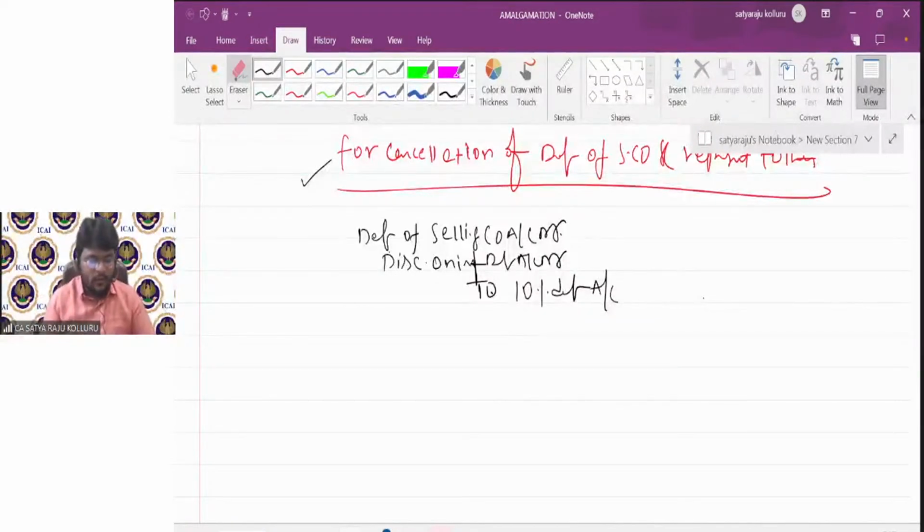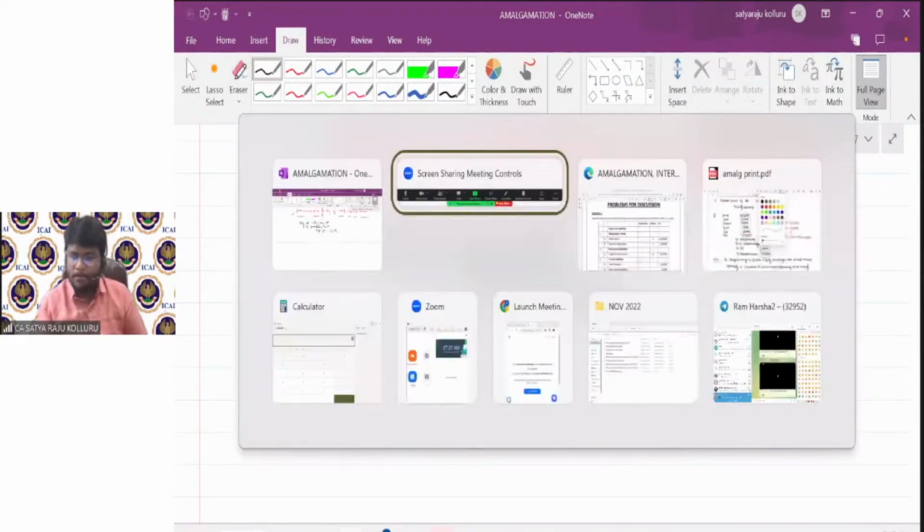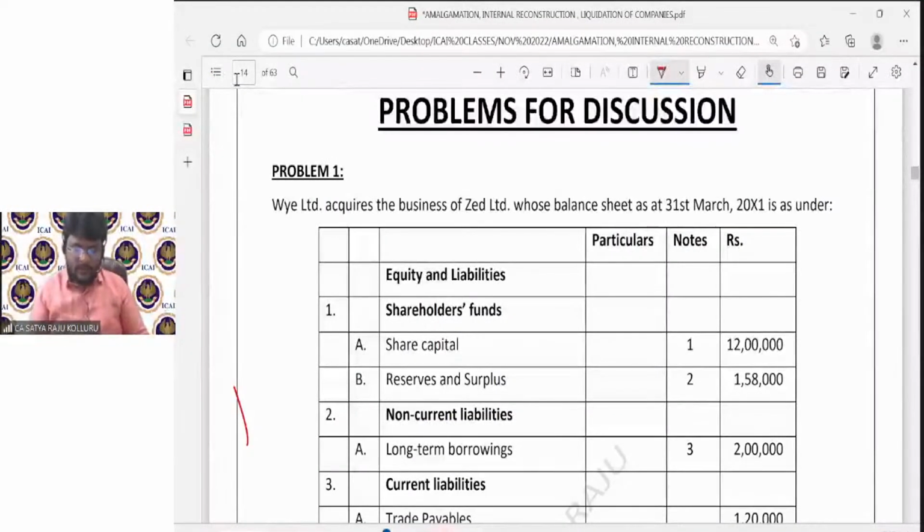Sir, with this background, let us resolve the remaining other part of problem number 1, guys. Problem number 1, remaining other part. Please all of you come here.